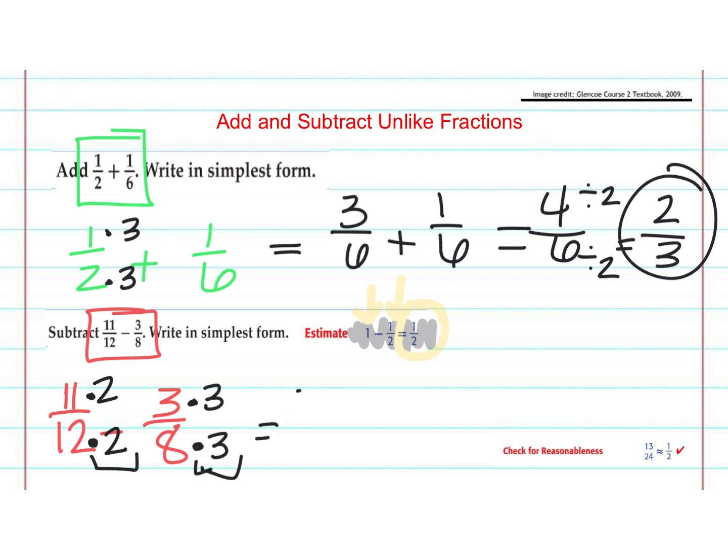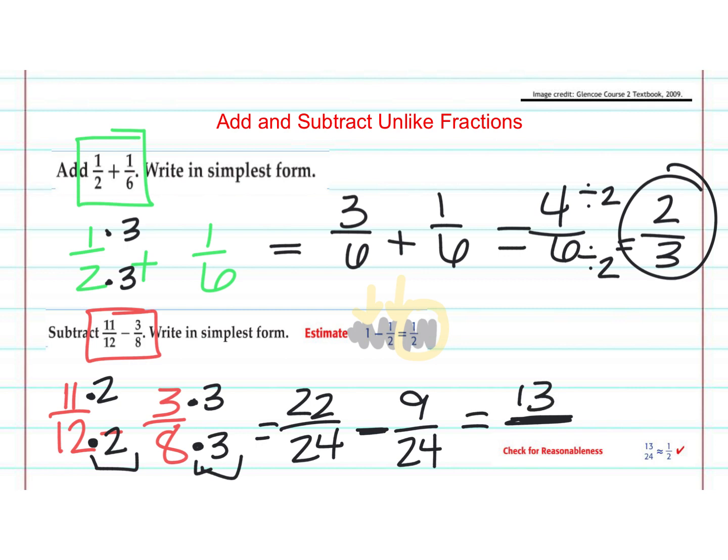So then I rewrite it, 22/24ths minus, make sure you're always using the correct operation, minus 9/24ths. I know that 22 minus 9 would be 13. So 13, and then keep my denominator the same, 13/24ths. And then I check, 13/24ths is very close to 1/2 because 12/24ths, 12 is half of 24, 12/24ths is 1/2, so my answer makes sense.